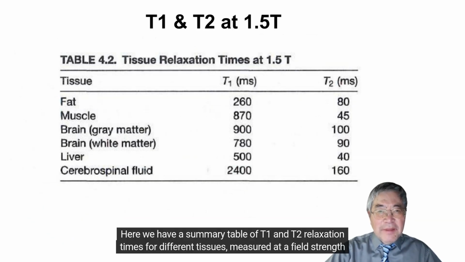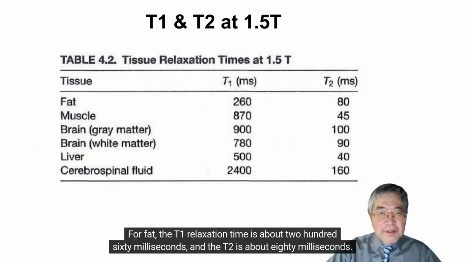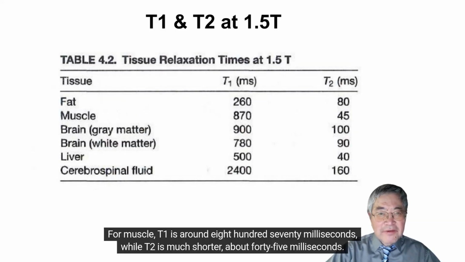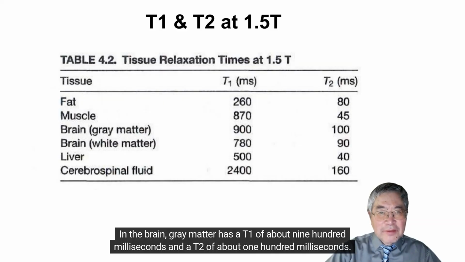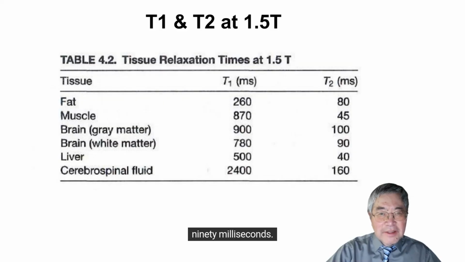Here we have a summary table of T1 and T2 relaxation times for different tissues measured at a field strength of 1.5 Tesla. For fat, the T1 relaxation time is about 260 milliseconds and the T2 is about 80 milliseconds. For muscle, T1 is around 870 milliseconds, while T2 is much shorter, about 45 milliseconds. In the brain, gray matter has a T1 of about 900 milliseconds and a T2 of about 100 milliseconds. White matter is slightly shorter with a T1 of about 780 milliseconds and a T2 of about 90 milliseconds.